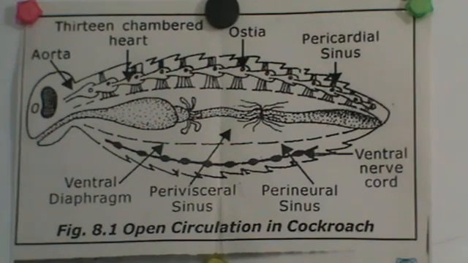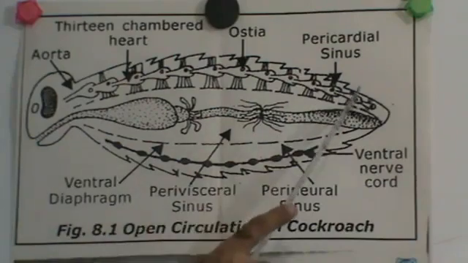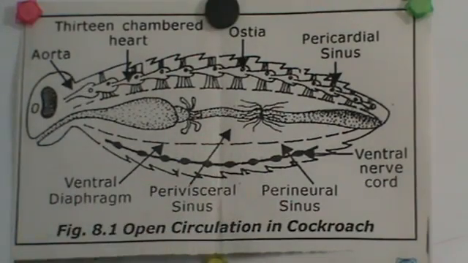Since each opening leads to the next, hemolymph rushes anteriorly to the aorta in the head region, as there are no arteries present. The hemolymph from the aorta rushes into the perivisceral and perineural sinuses, where it bathes the visceral organs. The hemolymph then returns back to the pericardial sinus through the pores of the diaphragm to repeat the cycle.